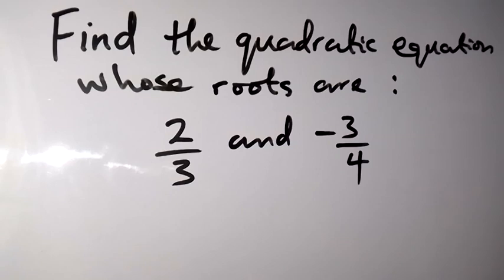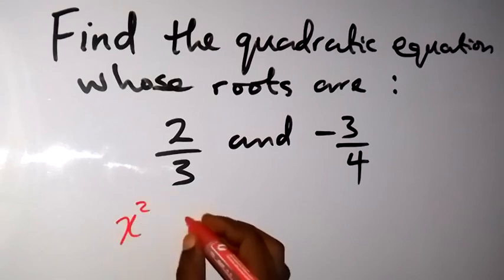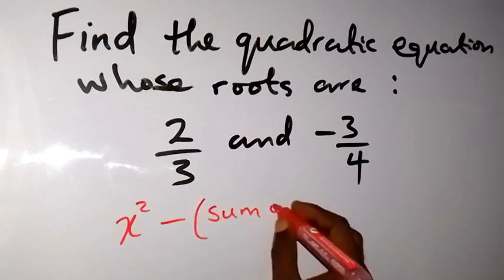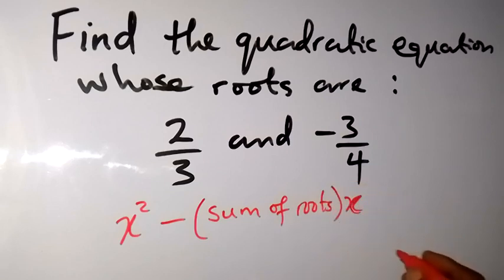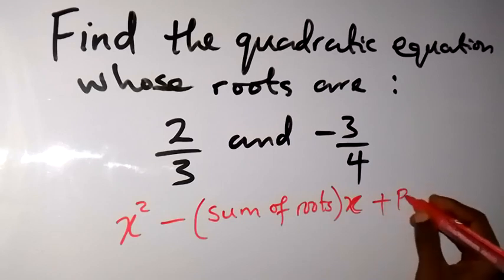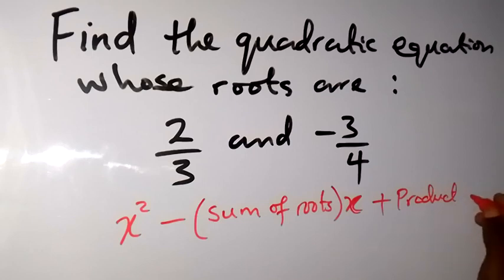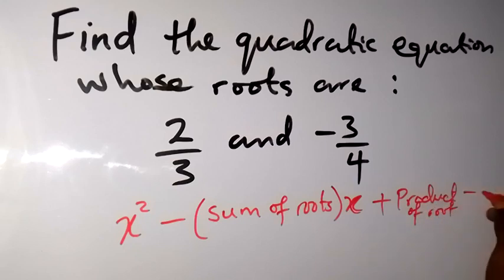The first one: whenever we are forming a quadratic equation, let's say our variable here is x. So when forming a quadratic equation in variable x, we have x squared minus the sum of roots times x, then plus the product of roots, then equals 0.